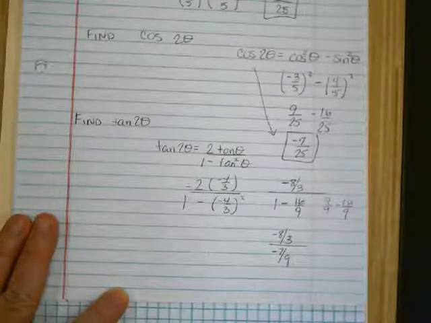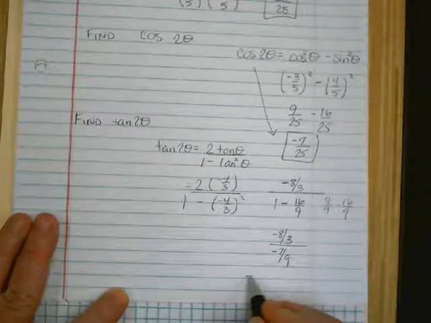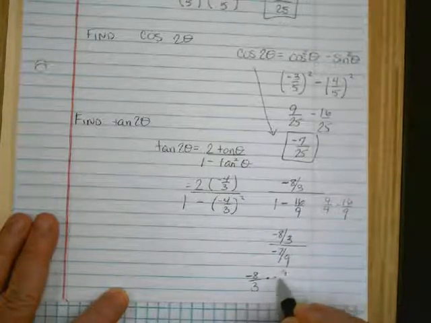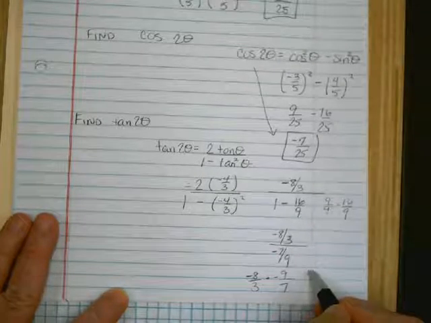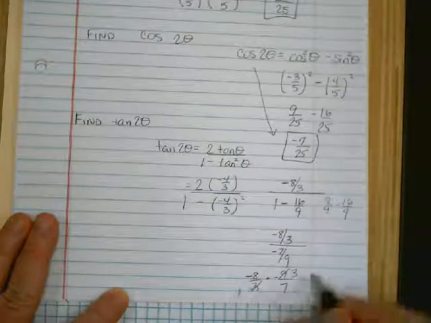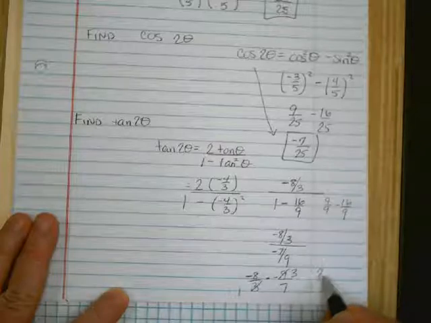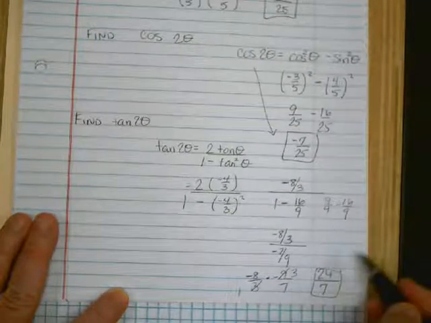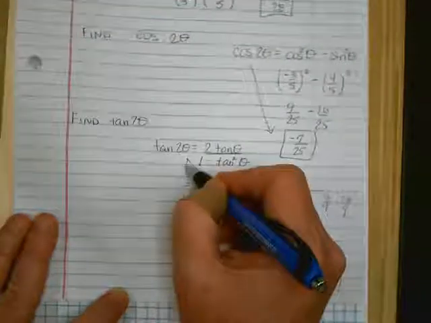Now, I'll invert and multiply. Negative 8/3 times negative 9/7, which gives me, when 3 goes into 3 once, goes in there 3 times. Negative 8 times negative 3 is 24, and 1 times 7 is 7. So here's my answer for the tangent of 2 theta.